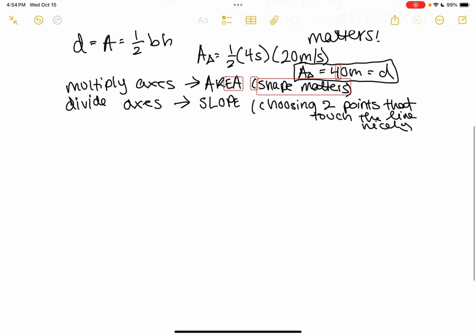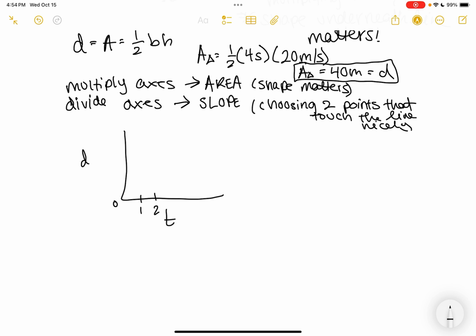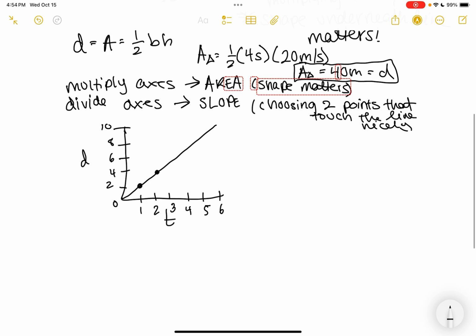Let's do an example for slope. Again, we'll have a distance versus time graph now. Here's the origin 0, 0, then 1, 2, 3, 4, 5, 6, and we have 2, 4, 6, 8, 10. We have this nice line here. Obviously, if I had grid points, we would see that this hits pretty nicely. This is also another point, this is another point, and this is another point. So we have really nice points.